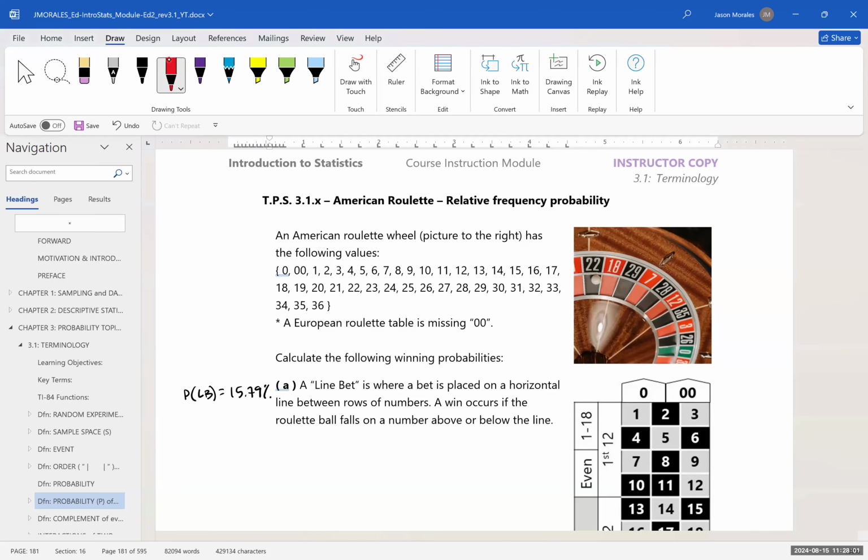Okay, so next I've got a think, pair, share. This is about American roulette. This again is a relative frequency probability, somewhat similar to the skydiving example that I just gave.